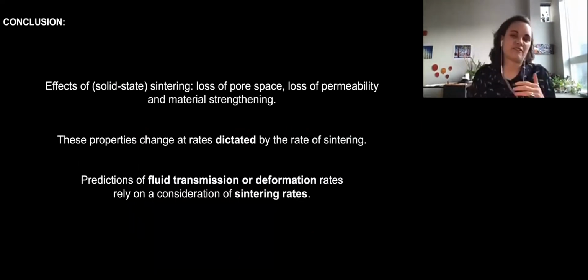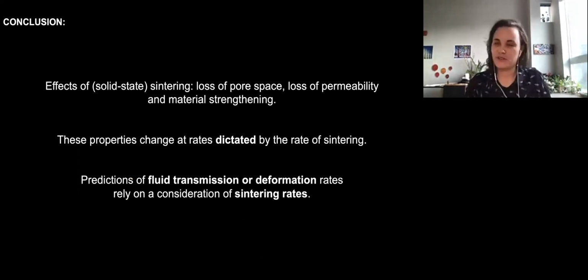I'm going to conclude now, not about volcanology so much, but with general statements about how fluid flow and deformation change as a result of these changes in unconsolidated granular material. The effects of solid state sintering, or any sintering process really, this could be liquid phase sintering or liquid assisted sintering, will be the loss of pore space, a loss of permeability, and an increase in material strength or material competence. And these property changes will be directly dictated by the rate of sintering.